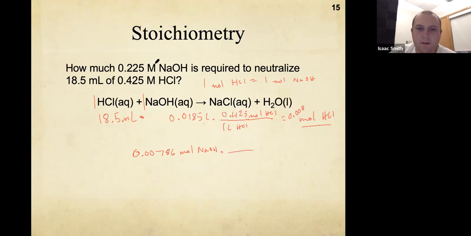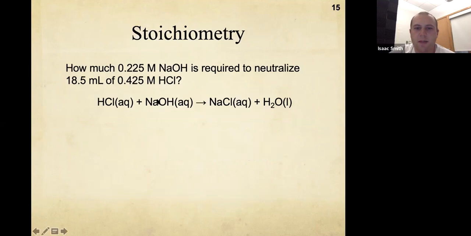Then I'm going to flip around this molarity. We don't do this too often, but you can because it's just a conversion factor. 0.225 moles of sodium hydroxide for every 1 liter of solution of sodium hydroxide. Those moles are going to cancel out, and we're going to be left with liters of sodium hydroxide solution, which is what it asks. How much sodium hydroxide solution? It's implied it's a solution because there's molarity.